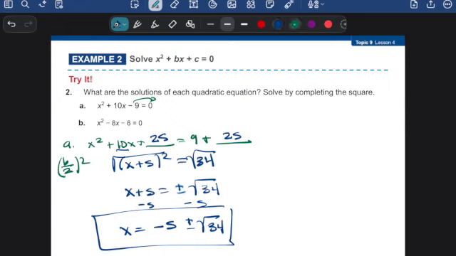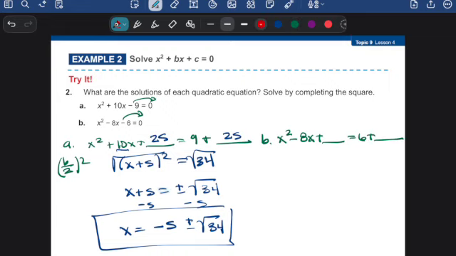Okay, let's do part B. Again, I need to move that constant out of the way. It's not a perfect square trinomial. 6 is not a perfect square. So get it out of the way and don't forget to leave your blank space because you're going to add a constant to both sides.